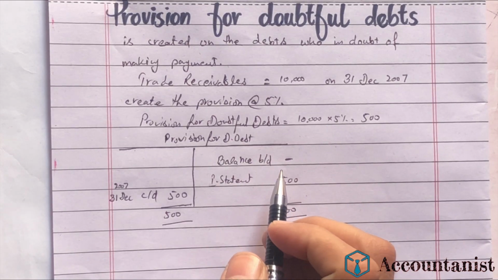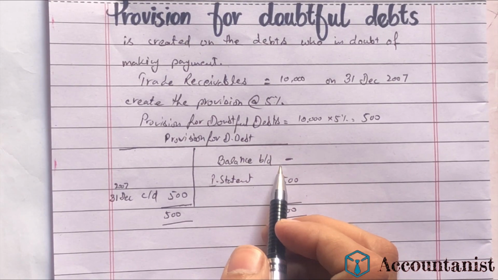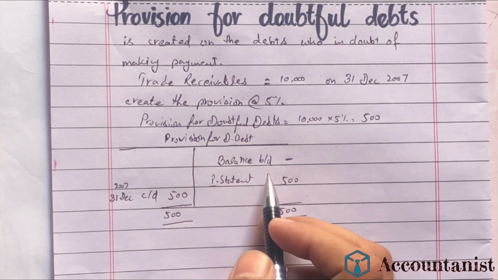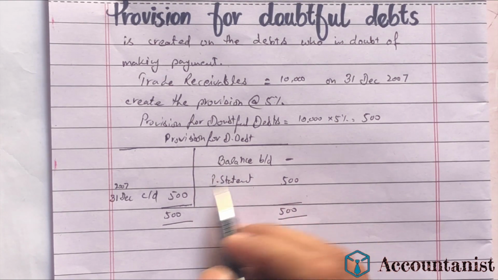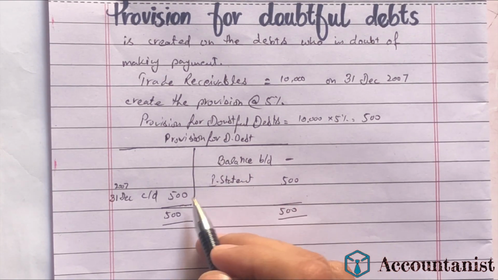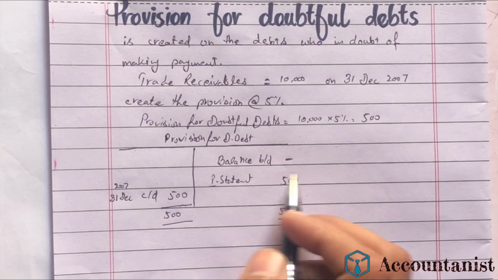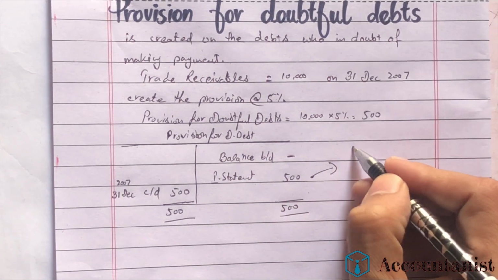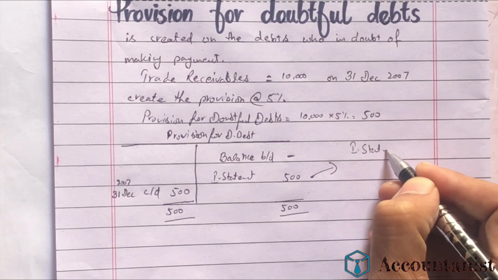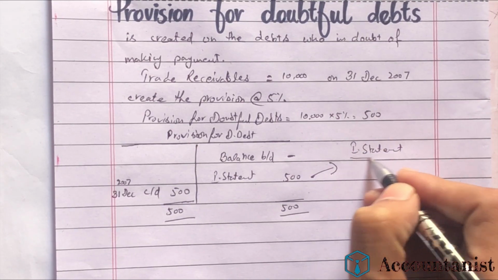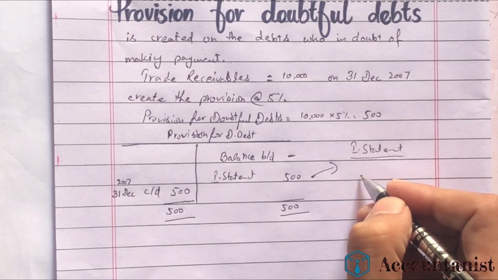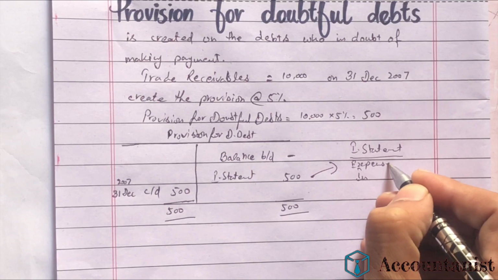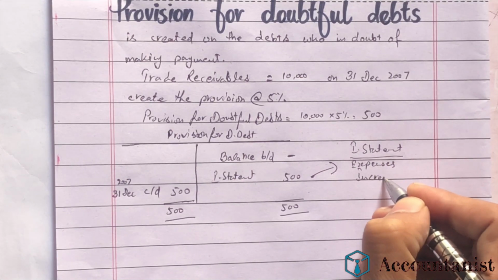Because there was no provision at the beginning, and we have a provision at the end of the year, the provision is going to increase from 0 to 500. So all of this balance is an increase in provision, so this balance will go to the income statement. After gross profit there will be the other expenses section, so we will write down in the expenses: increase in provision.